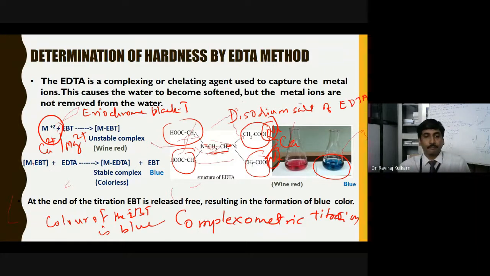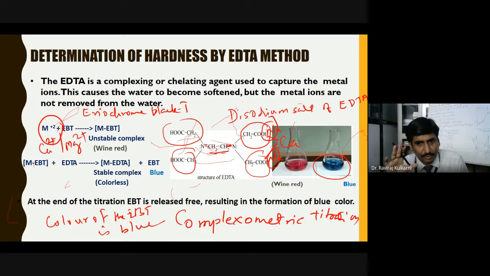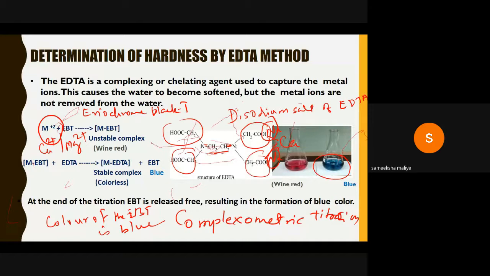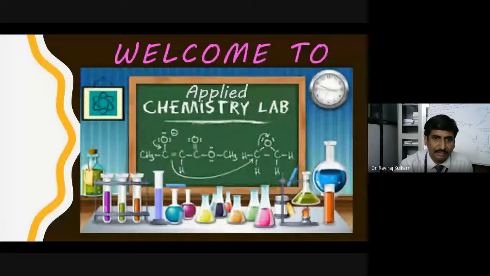You remember this. So what we do is pipette out, say, 25 ml. You know pipette. What is a burette? What is a pipette? What is a conical flask? A standard flask. I'll show you here. What is this here?